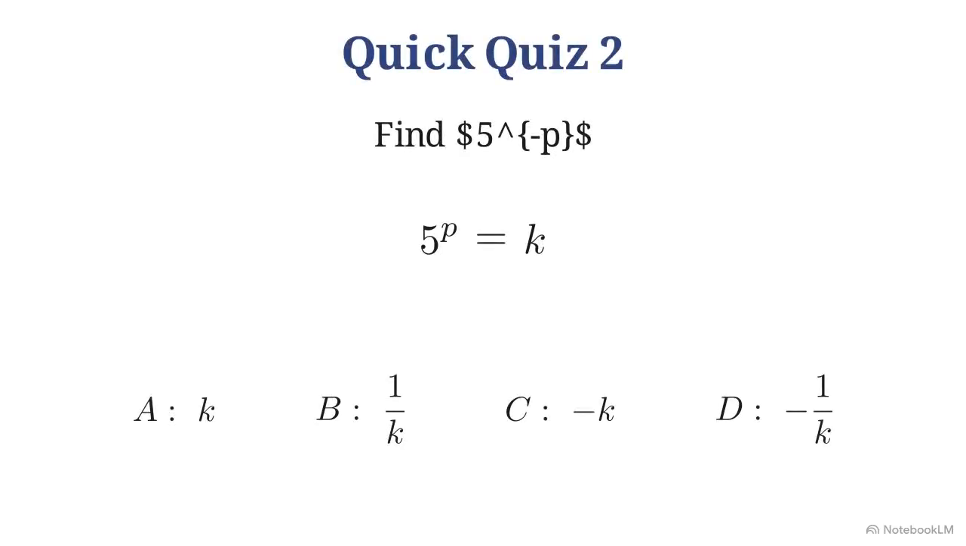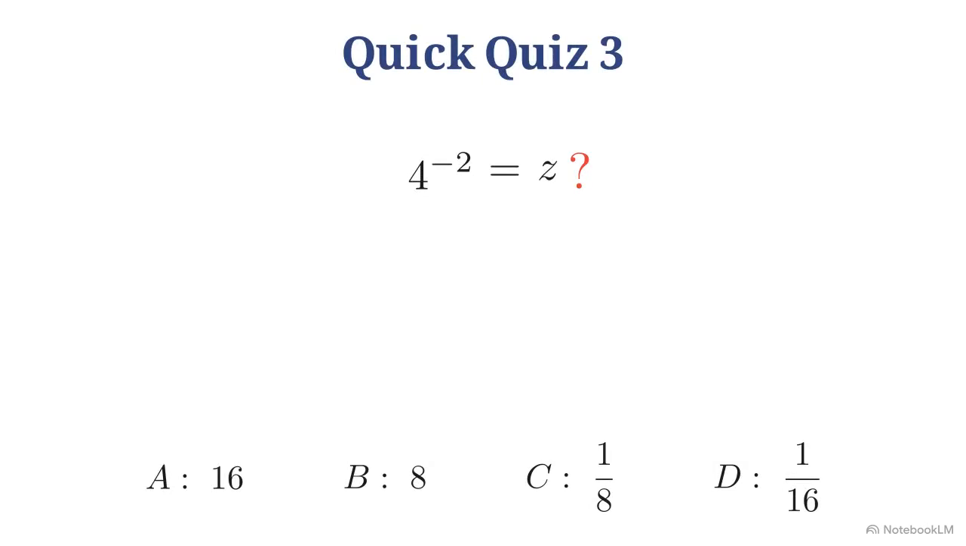Look at Quick Quiz 2. This time we go in reverse. If 5 to the power of p equals k, find 5 to the power of negative p. Flipping a positive exponent creates a negative one, which means we must take the reciprocal of the other side. The answer is 1 over k.